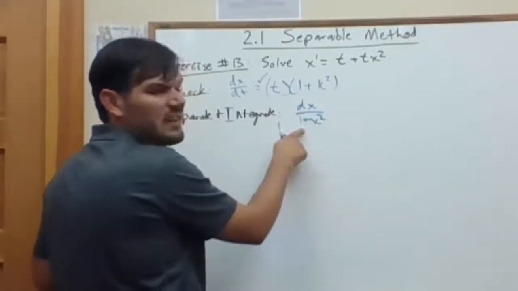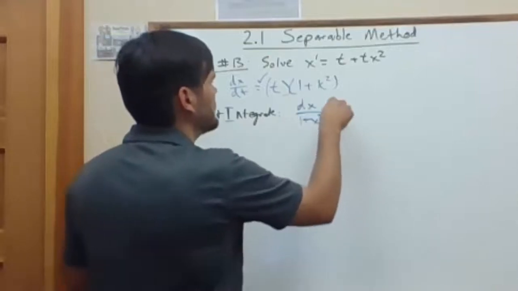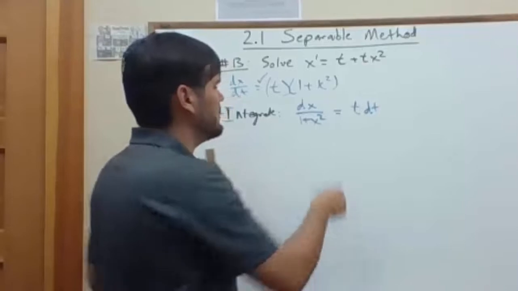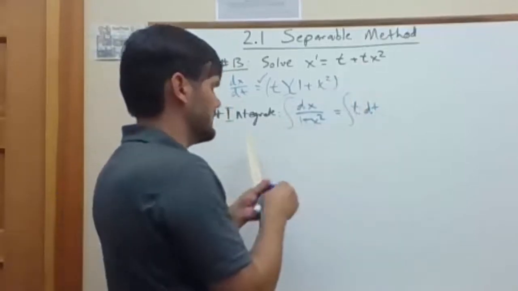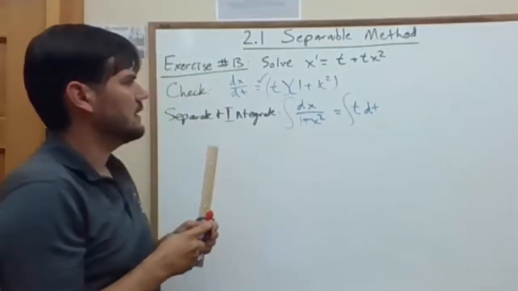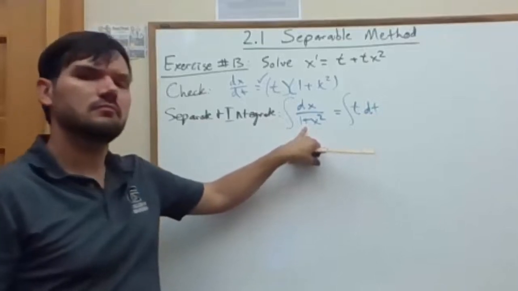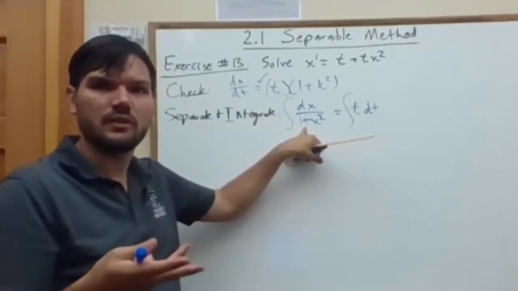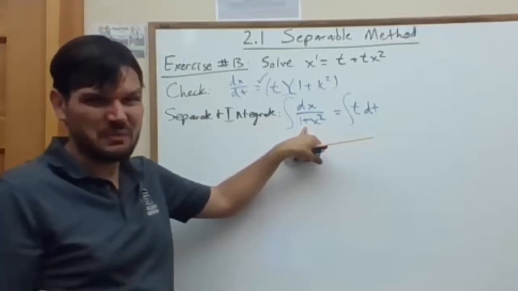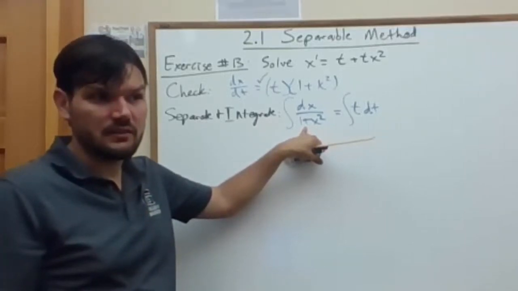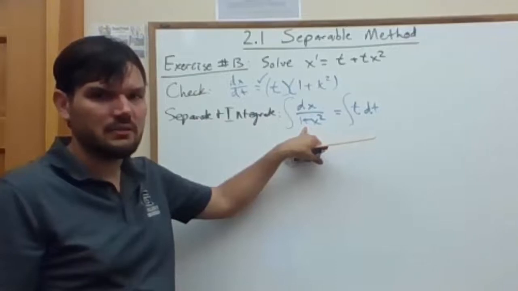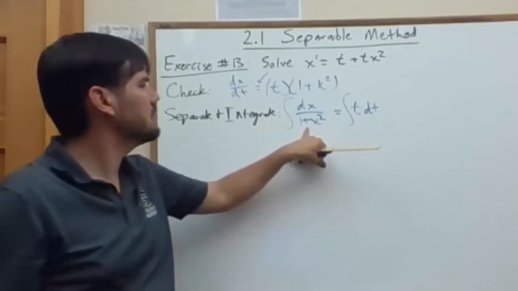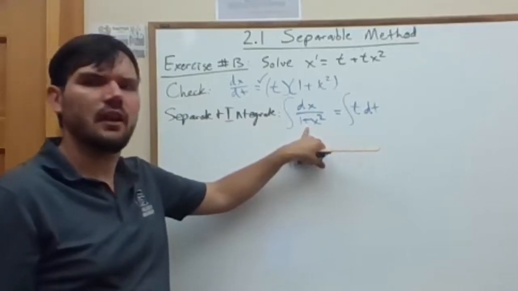We end up with 1 over 1 plus x squared times dx. On the right, we have t times dt. We integrate both sides. Now, this is a quadratic, but unlike the previous example where we can factor that quadratic, in that case, we would have used partial fraction decomposition. When we can't factor it with real values, we look for other options.